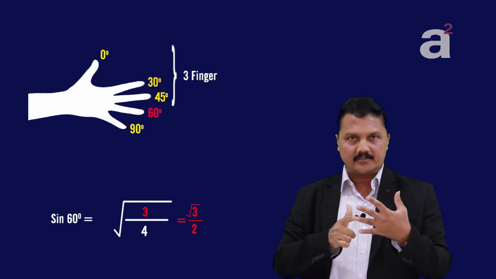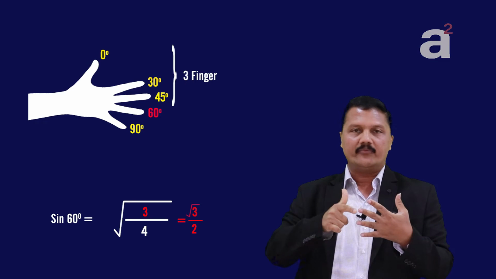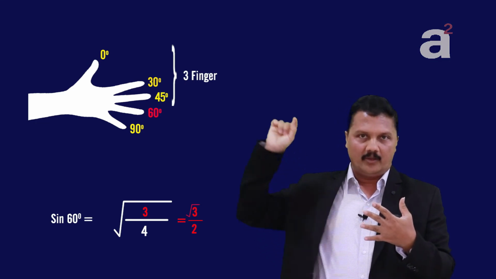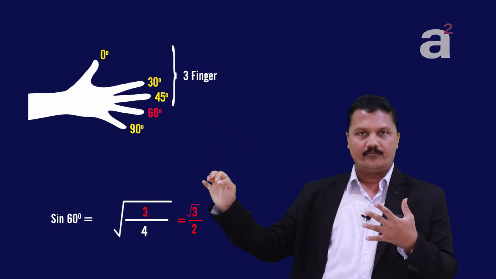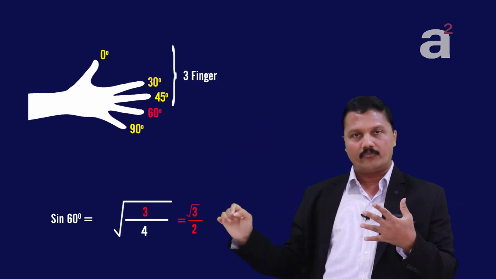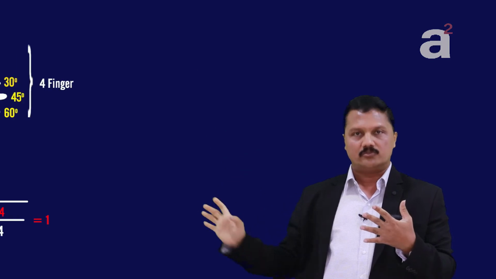Then this is 60 degrees. Sine 60. How many fingers? 3 fingers above. Fill by 3. So you get square root of 3 over 4. Square root of 3 over square root of 4, or square root of 3 over 2.